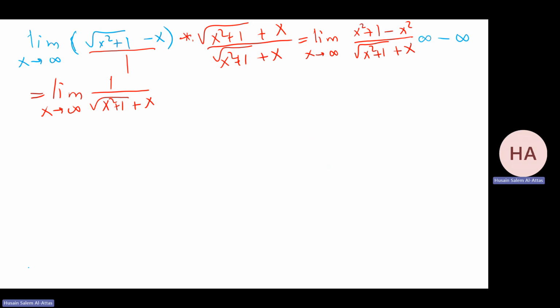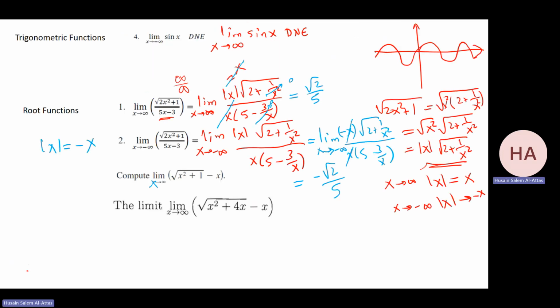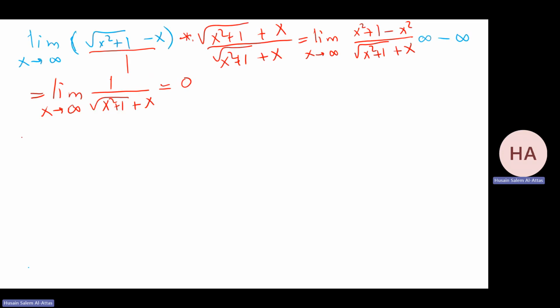Now, if you apply the limit, you have what? 1 over infinity, because infinity squared is infinity plus 1, and all this is infinity plus infinity. I'm getting 1 over infinity, and that will be 0. Now, let me do the second one, which is a little bit interesting.